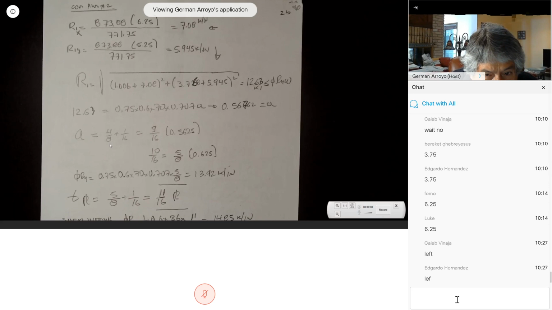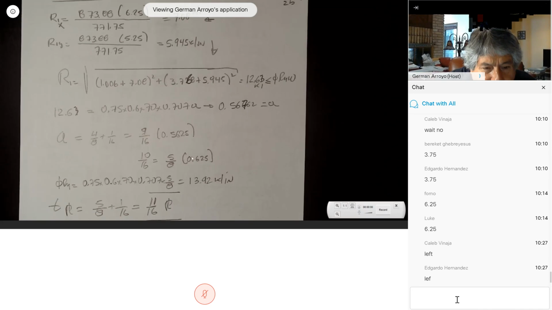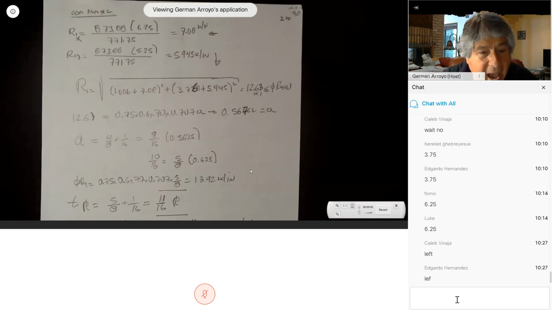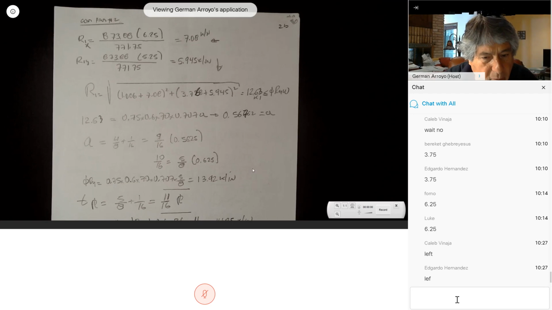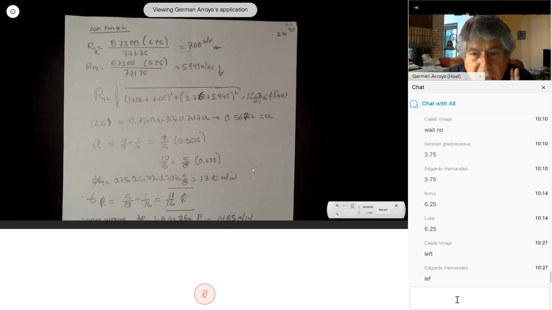So I try to find the size. If I have a 9/16, it's 0.5625. If I add one more 1/16, 10/16, that's 5/8, 0.625. More than this. It has to be more than this value. That's why I selected a 5/8. And so the capacity of the 5/8 weld is 0.75 times 0.6 times the electrode strength times 0.707, 13.92. I need to compare this with the shear yielding and the shear rupture if I do have information.